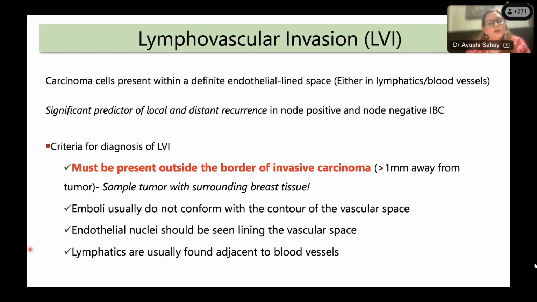Okay, you have to remember that lymphovascular emboli usually do not conform to the contour of the vascular space. You should be able to see endothelial cell nuclei lining the vascular space, and lymphatics are usually also found adjacent to blood vessels. So if you have a small lymphatic that you're thinking is it LVI or not, but you have an adjacent small arteriole next to it, you can kind of presume that this is an LVI.